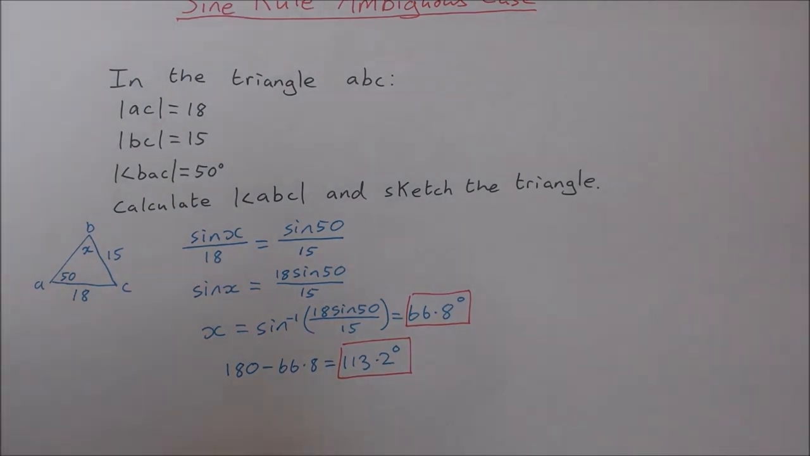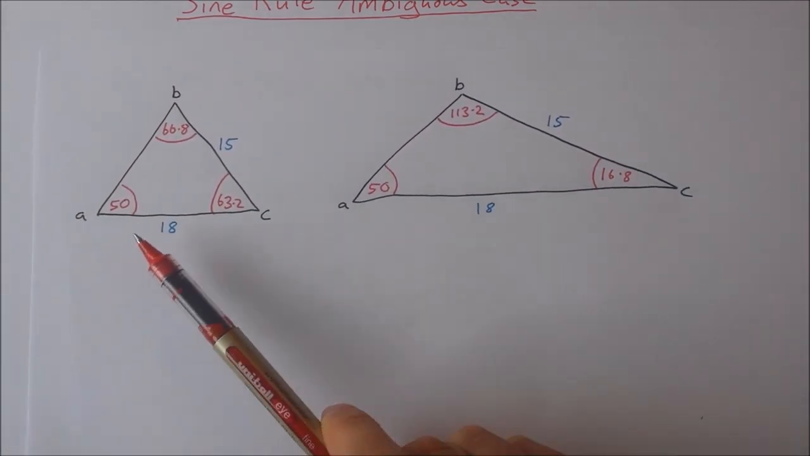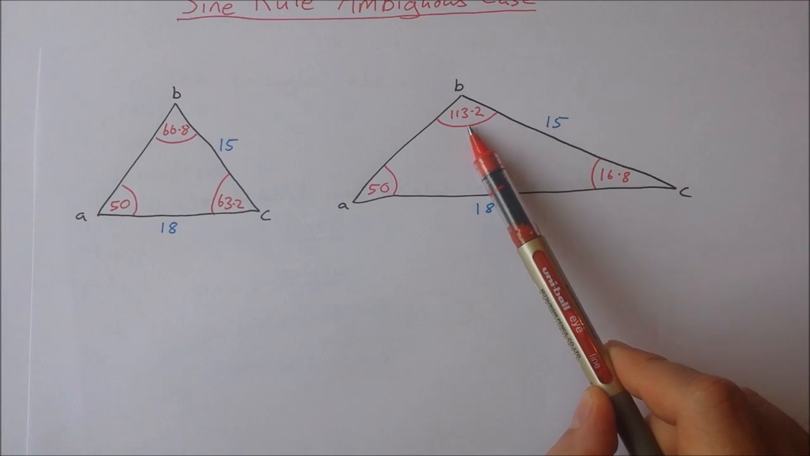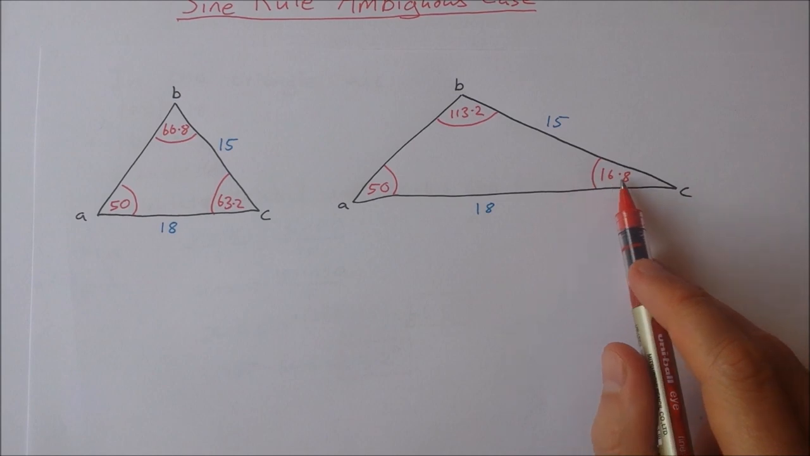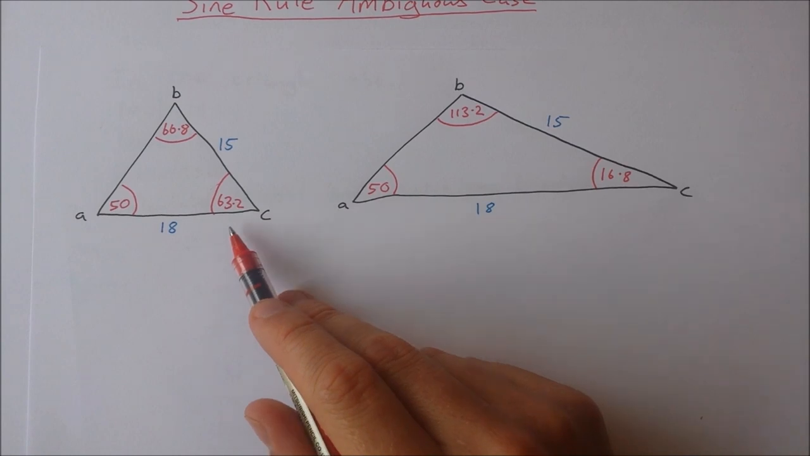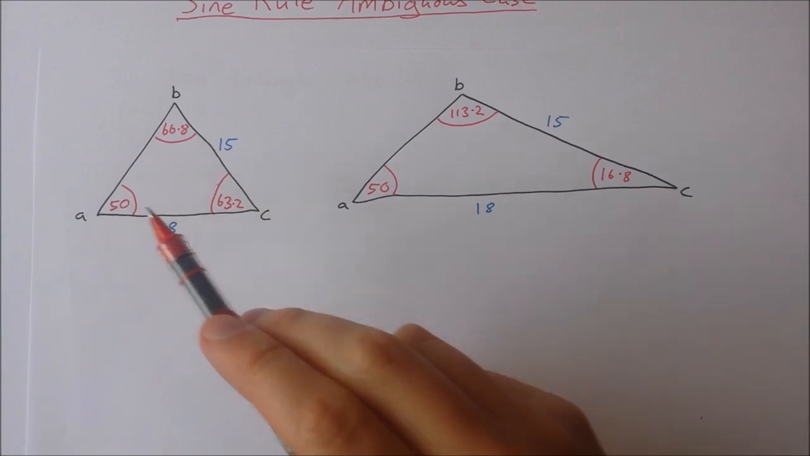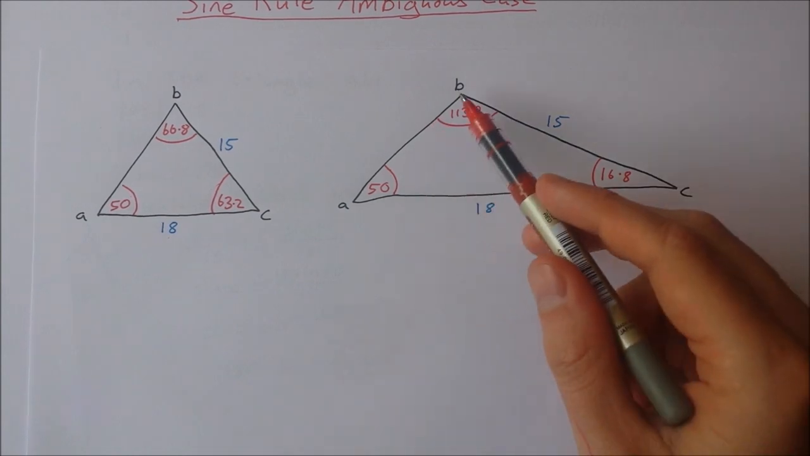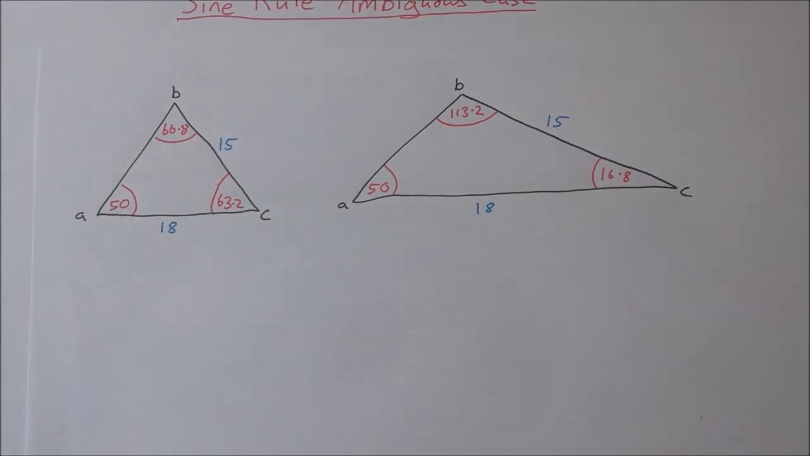I've drawn a sketch of both triangles here. In this case, here's my 66.8. And in this case, here's my 113.2. You can see the two triangles look very different. My third angle in this case is 16.8 degrees, and my third angle in this case is 63.2 degrees. But in both triangles, I still have my angle 50, my side 18, and my side 15. This side is going to be different in each case, and these two angles are different in each case as well.